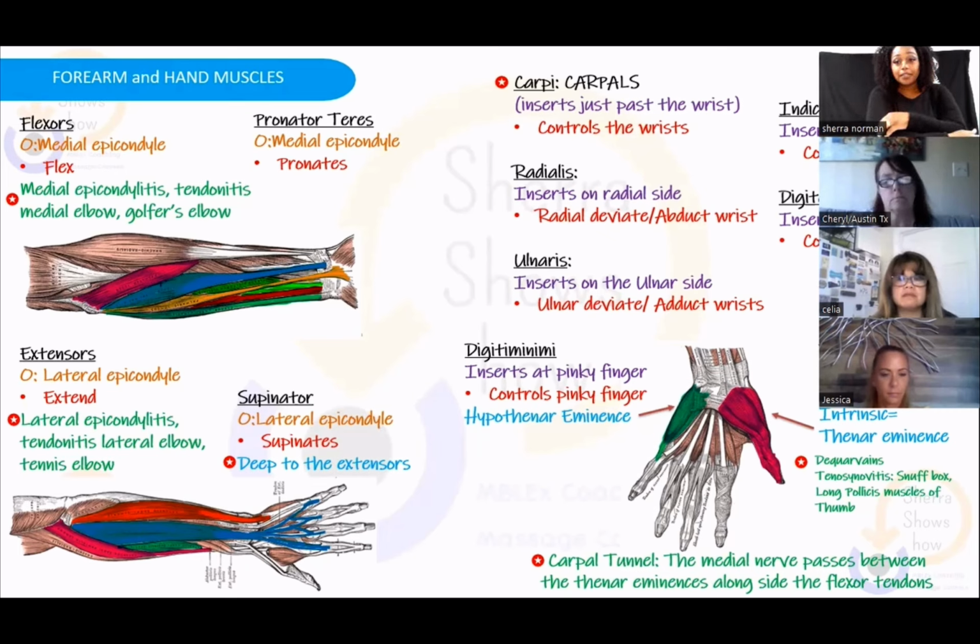Supinator is deep to the extensors, and it is a synergist to biceps. Pronator teres is an antagonist to biceps because pronator pronates, biceps supinates. Supinator is a synergist to the biceps.